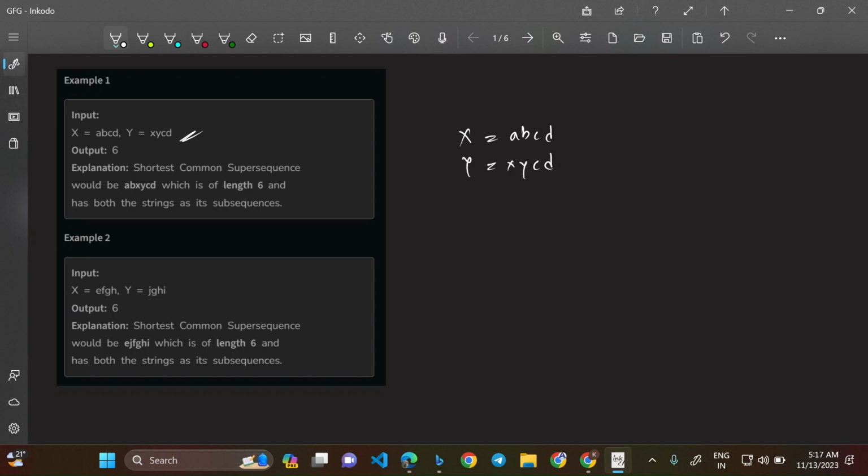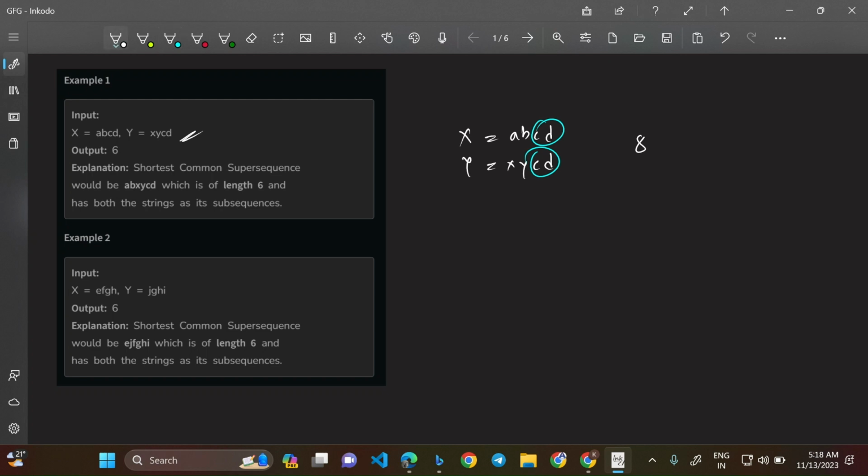Remember, they are asking us to find the length of the smallest string possible such that it has all the characters of x and y. So how many characters are there in x and y? Totally 8 characters, right? But are there any repeating characters? Yes, we have some repeating characters. We have CD common to both of them.